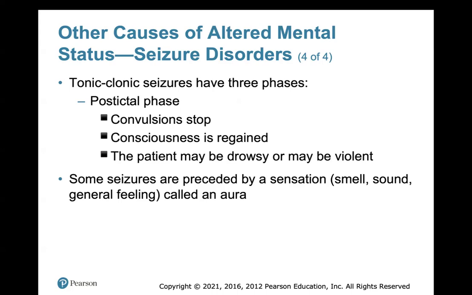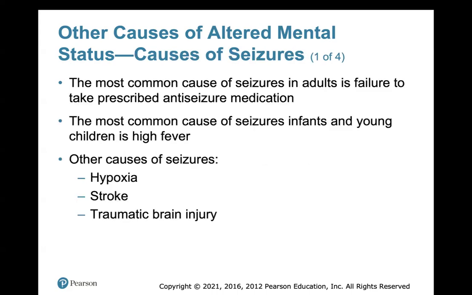Some seizure patients have what's called an aura prior to them having a seizure. That's a change in smell, sound, general feeling. It's usually called an aura. Most patients, the aura is going to be the same every time. Not always, but most patients have the same aura every time before a seizure. They usually will know when a seizure is about to happen, especially ones who deal with this often, and they will a lot of times sit down, lay down, something like that prior to it happening.